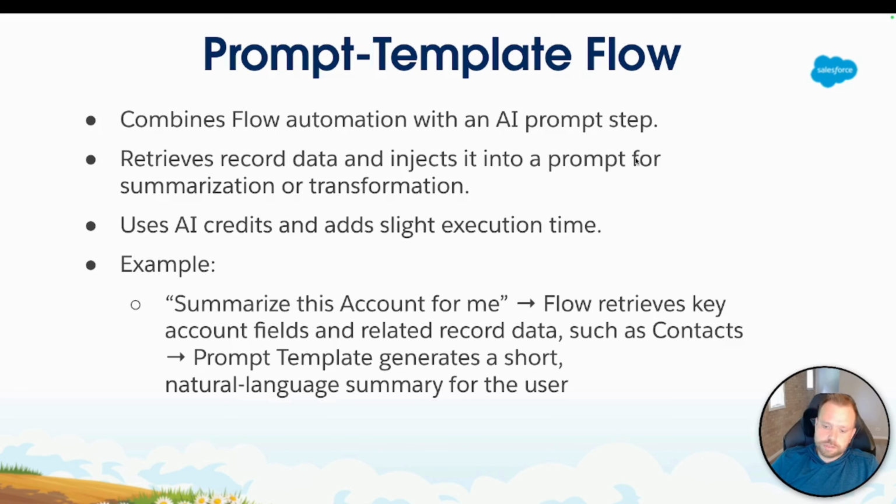The next are prompt template flows. These flows help add context to your prompt template. So say you have a topic that summarizes accounts and related records. You could have your prompt template, add all your account fields, and then call these prompt template flows to query the related records and add context to that prompt template. One familiar use case is summarize this account and the related context. So you would have all your account data in that prompt template, then you would call the flow to query the related contact and add that context to that prompt template.